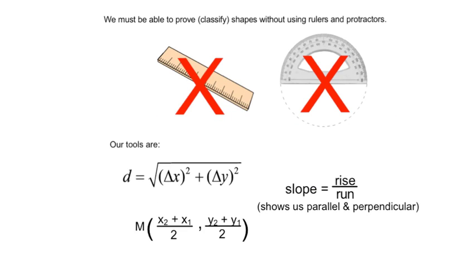Okay, so basically what we're going to be doing in this unit is using some of the tools that we've developed from analytic geometry. We've developed the distance formula. We've developed the midpoint, and we know from grade 9 that slope equals rise over run, and that gives us a connection between parallel and perpendicular lines. We are not going to be using some of the traditional tools that maybe you've used in years past. We're not going to be using rulers or protractors, so we're not actually going to be measuring anything directly. We're only going to be using the tools of analytic geometry for our classifications.